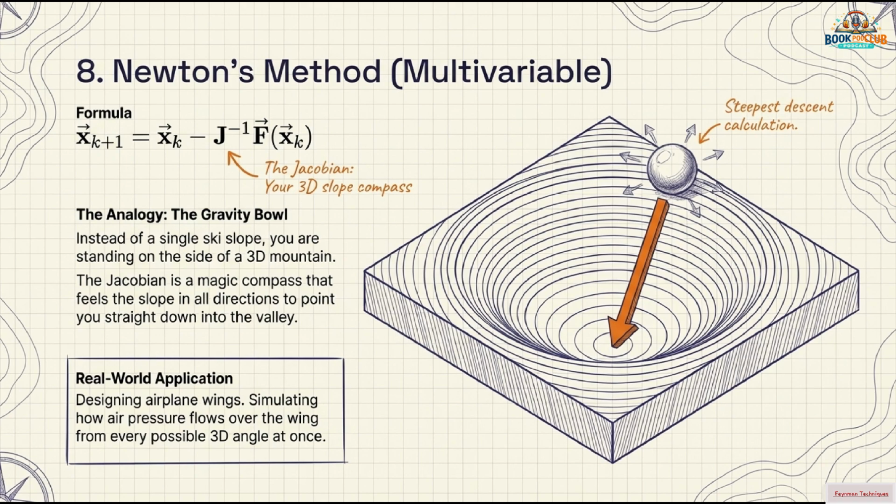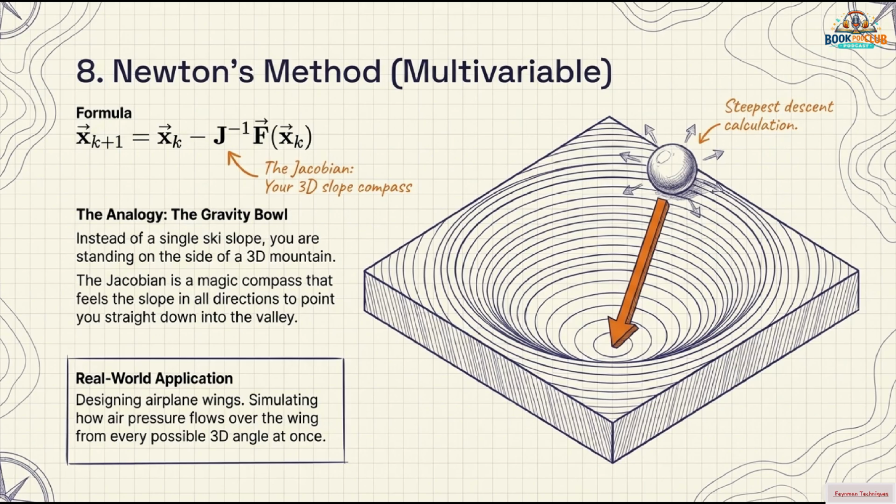Right, because in a 3D bowl, you could step north, south, east, west, or anywhere in between. And the steepness changes depending on which way you face. So the Jacobian isn't just a single slope. It is a magic compass that physically feels the steepness of the terrain in every single possible direction around you, all at once. Yes, it processes all of those different slopes instantly and points a single arrow straight down the absolute steepest path into the bottom of the valley.